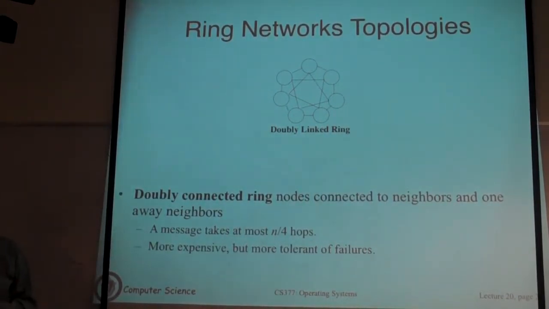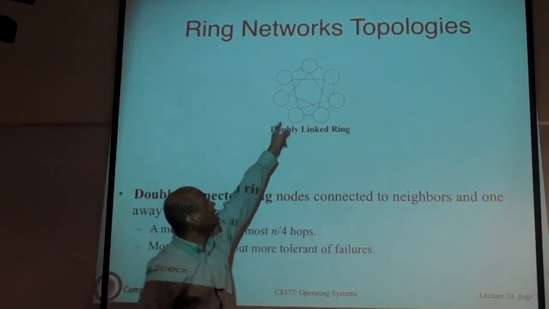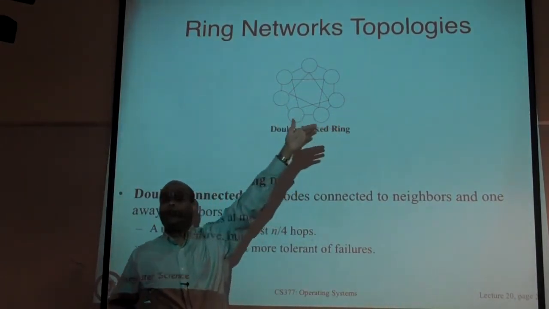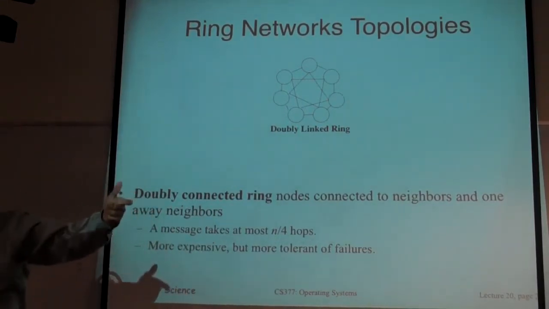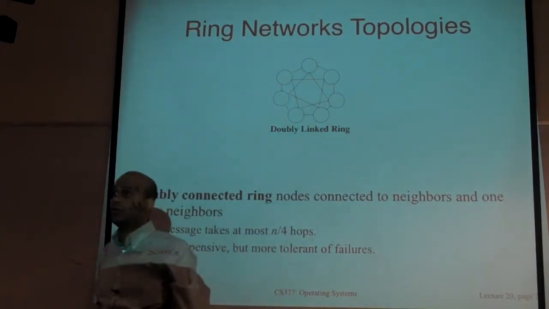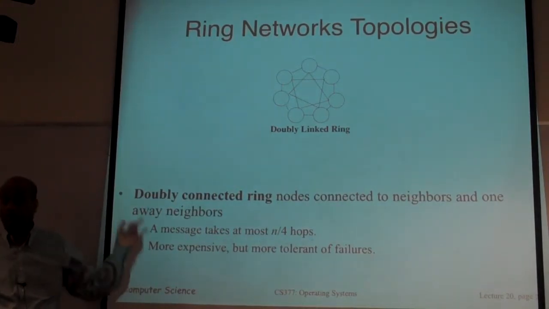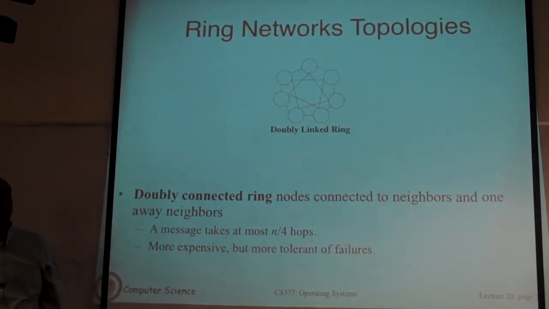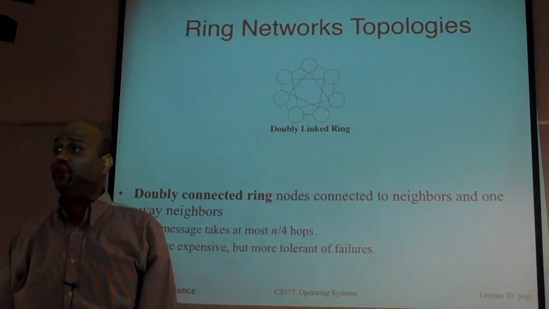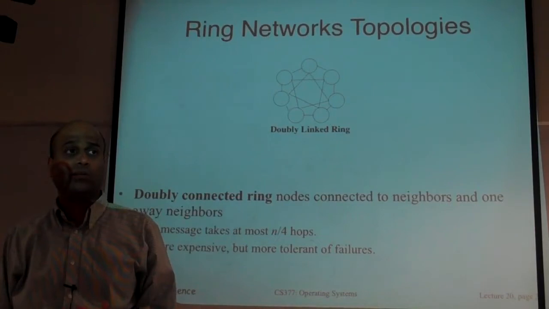Another advantage is that you can send the message much faster, because the inner ring basically allows you to skip nodes. So if the actual node you want to talk to is 10 hops away, you can just skip nodes by sending it on the fast path, and then you can go to the right node. Here messages take at most n/4 hops. I'm assuming it's bidirectional. Because you can skip nodes, you don't have to go through every node. You can just skip in order to get there faster. Any questions on doubly connected ring?